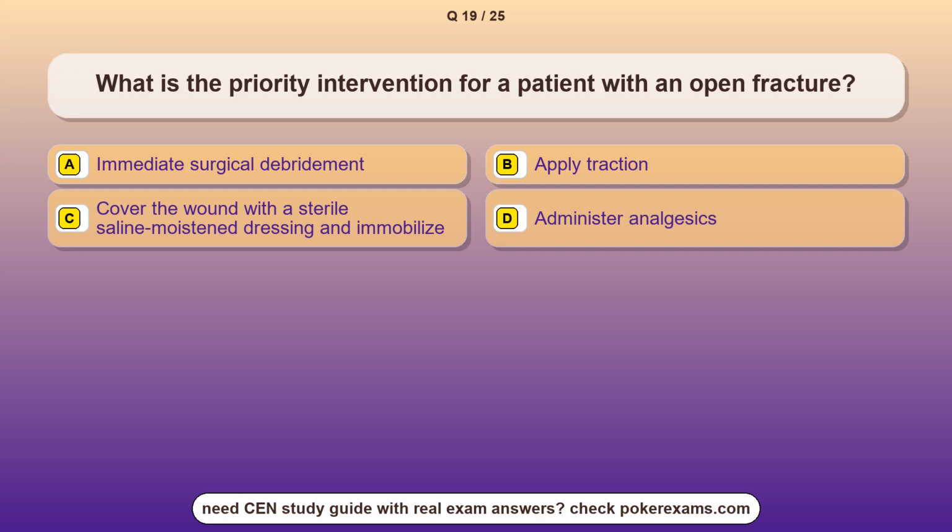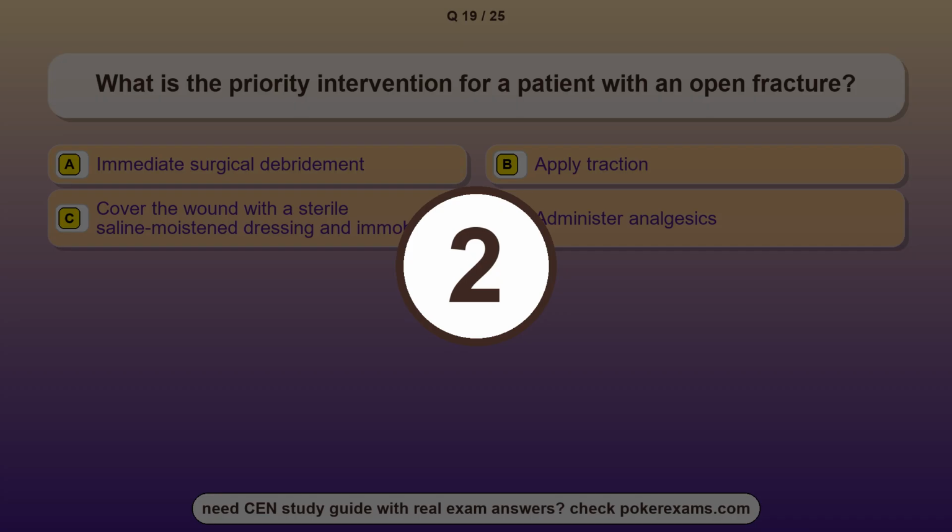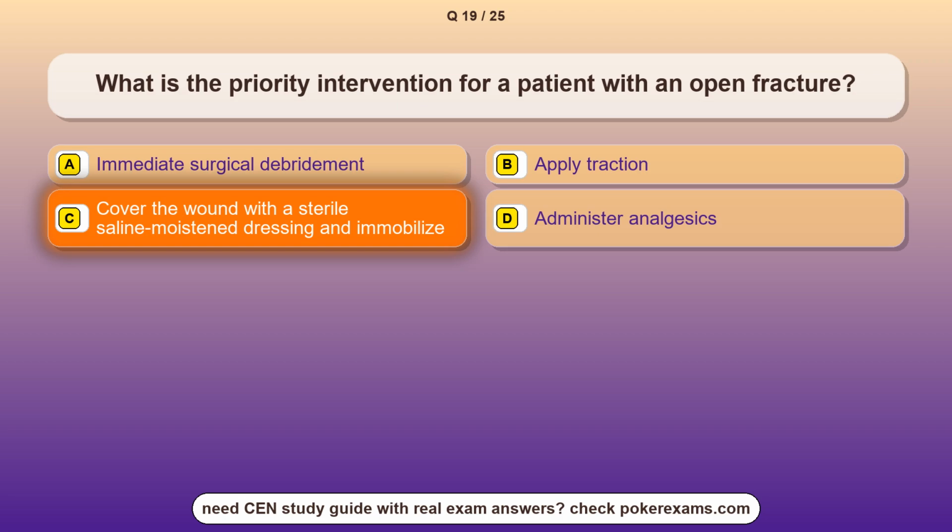Question 19. What is the priority intervention for a patient with an open fracture? Option A. Immediate surgical debridement. Option B. Apply traction. Option C. Cover the wound with a sterile saline-moistened dressing and immobilize. Option D. Administer analgesics. The correct answer is option C. Cover the wound with a sterile saline-moistened dressing and immobilize.